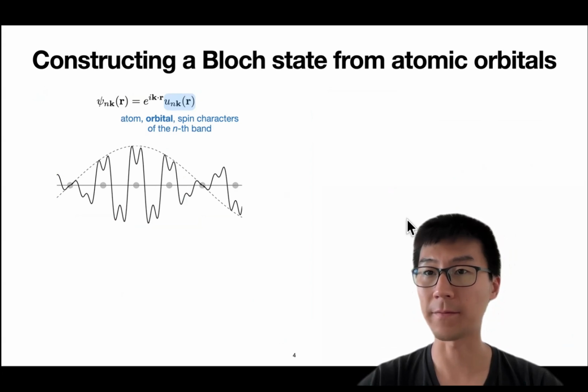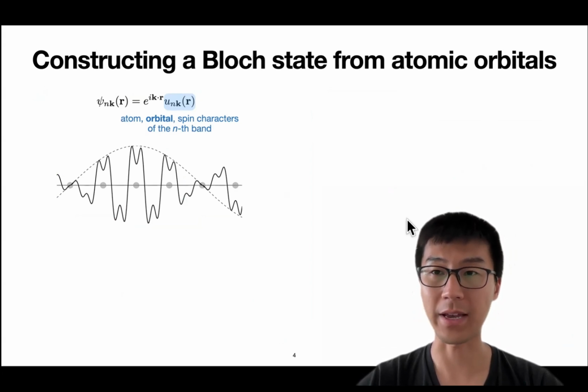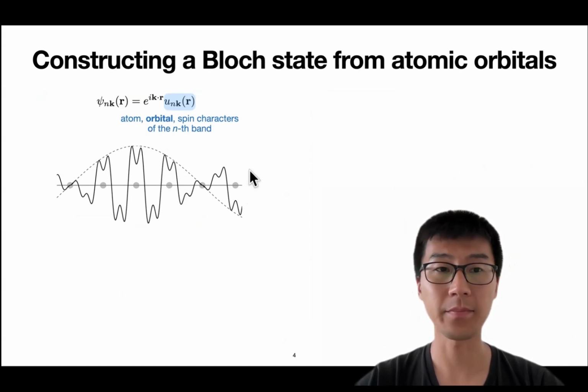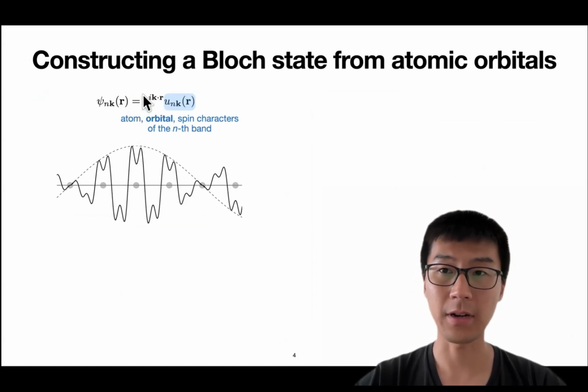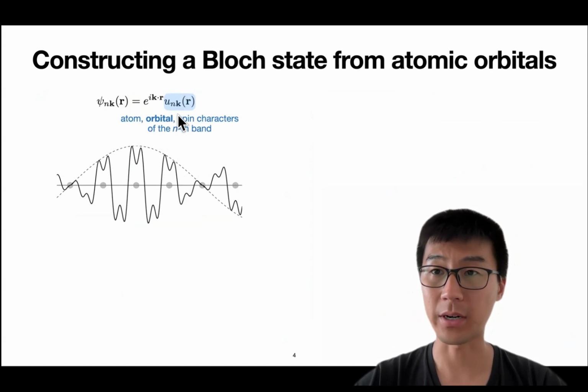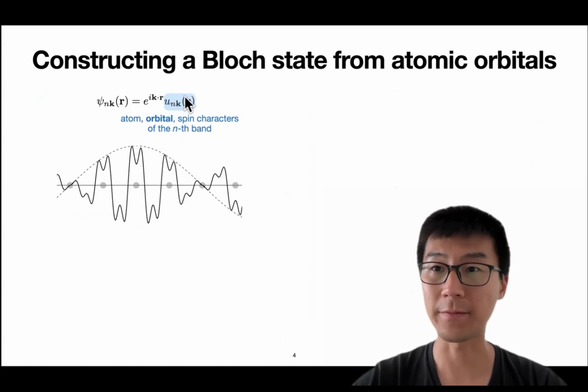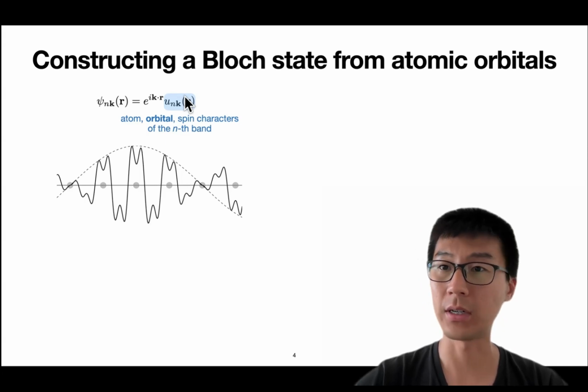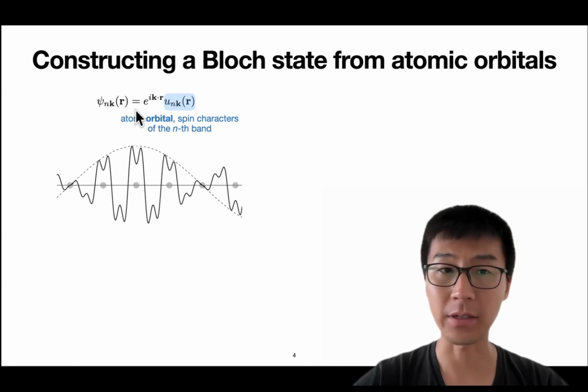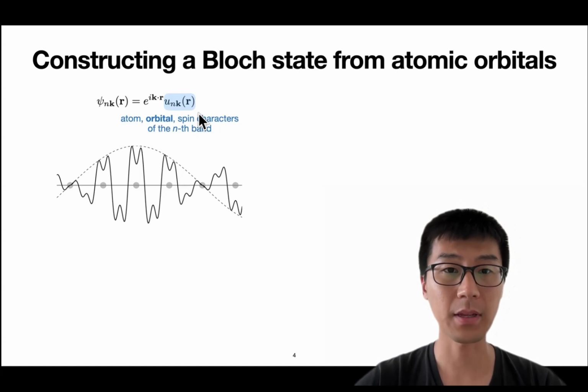Electrons in a solid are different from electrons in free space, which are Dirac particles. Electrons in a solid state are called Bloch states. And a Bloch state is a product of a plane wave and a periodic part. This periodic part has, in fact, very important information about the Bloch function: which atom it is derived from, which orbital it is derived from, and which spin it contains.